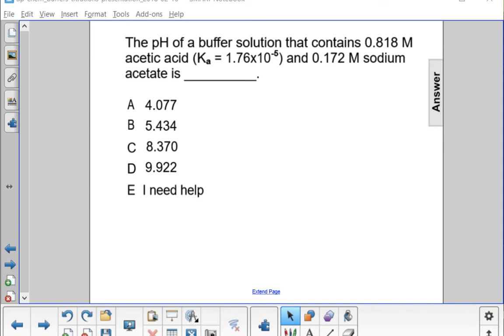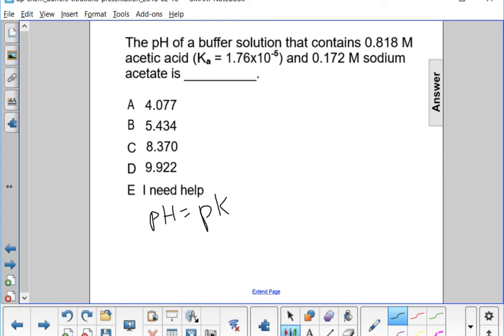All right, let's find the pH of a buffer solution that's 0.818 molar acetic acid with a Ka of 1.76 times 10 to the minus 5 and 0.172 molar sodium acetate. So using the Henderson-Hasselbalch equation, pH equals pKa plus the log of the base concentration over the acid concentration.